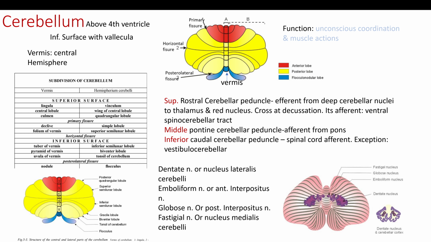And we see, like on the left, two subdivisions of the cerebellum, vermis and hemispheres. Superior surface: lingula, vinculum, central lobule, ala of central lobule, culmen, alar lobule, primary fissure, declive, simple lobule, folium, superior semilunar lobule, horizontal fissure, inferior surface: tuber, inferior semilunar lobule, pyramis, biventral lobule, uvula, tonsil of cerebellum, posterolateral fissure, nodule, flocculus.